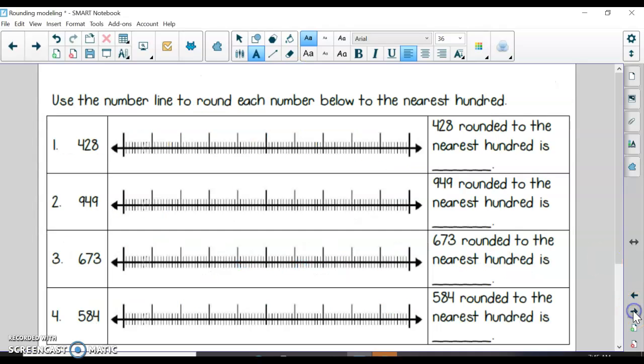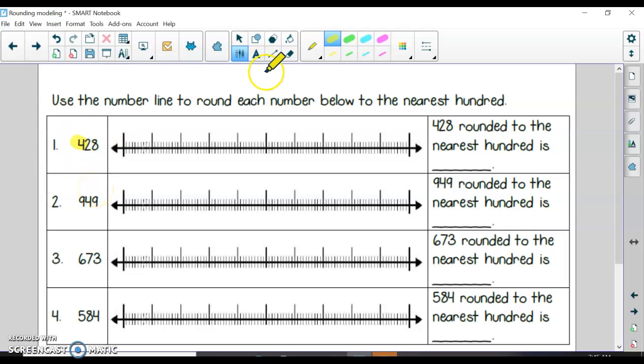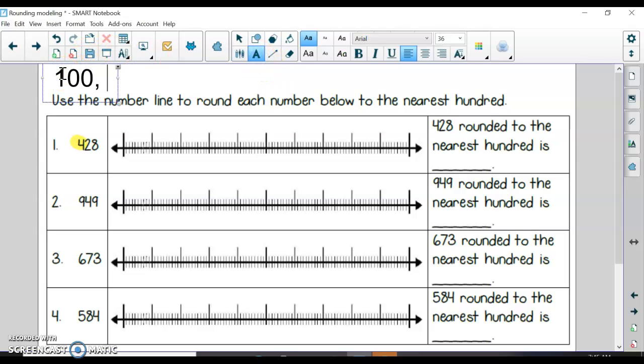Okay, so let's do some examples. So we're going to start with this first number that we have here. And this first number is 428. Now, of course, we're paying attention to that 400. I'm not rounding to my tens anymore. I'm rounding to my hundreds.